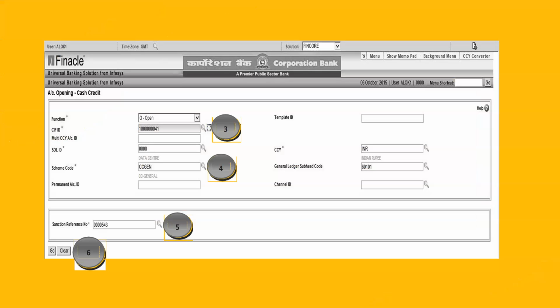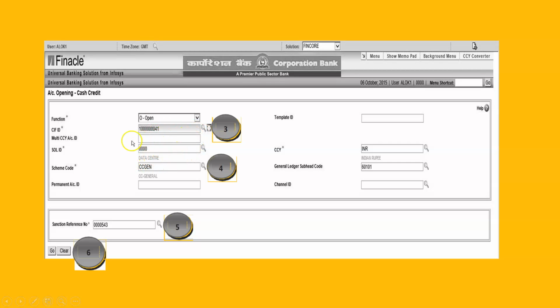Click on Go here. You get the clear screen, you can see on your laptop here. Function O has automatically come here, right? The KIF ID I have entered, I have to type this manually, right? Or I can go from the searcher also, but it's better to type here.